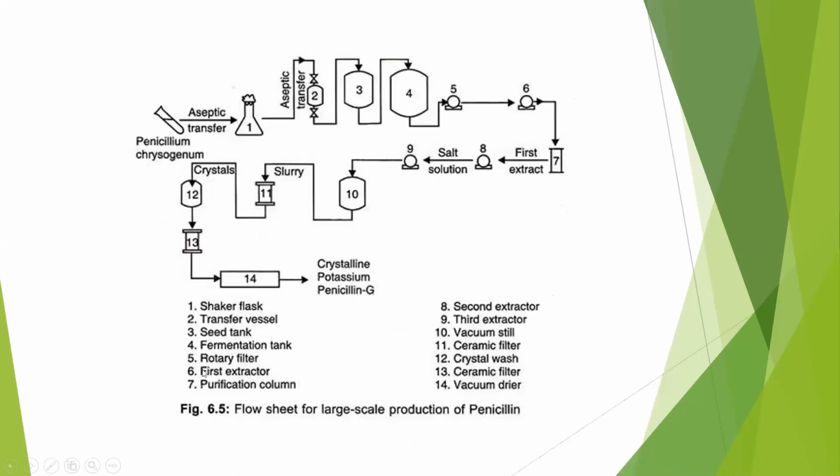In the same way, this is for penicillin production. From Penicillium chrysogenum in a conical flask, it goes to inoculum development by means of 3 reactors. Here there is a shaker flask, transfer vessel, seed tank, fermentation tank, then rotary filter, and again first extractor, purification column, second extractor, third extractor, like that. Each company will follow different methods of process flow diagram. So study this penicillin and this ethanol process diagram, and you just have to draw it and explain the steps. This is how we represent the process flow diagram.